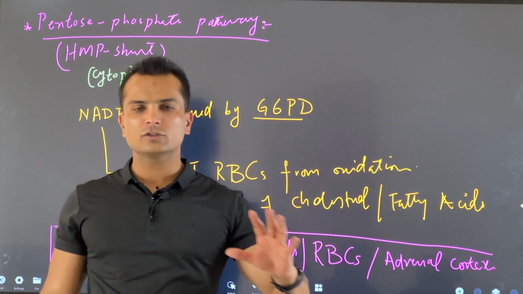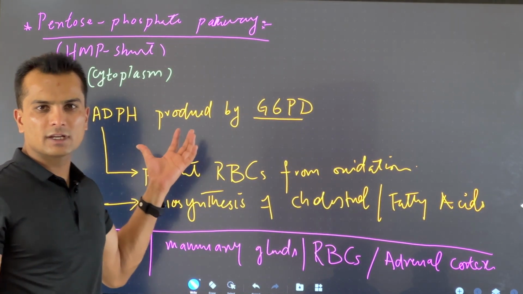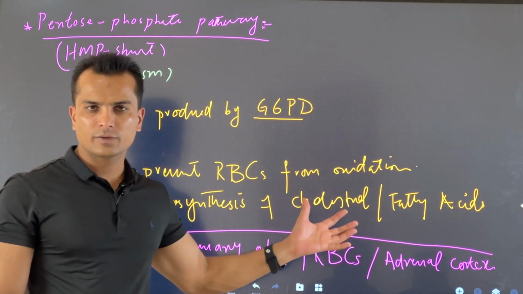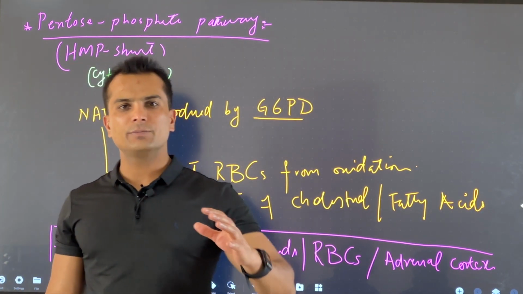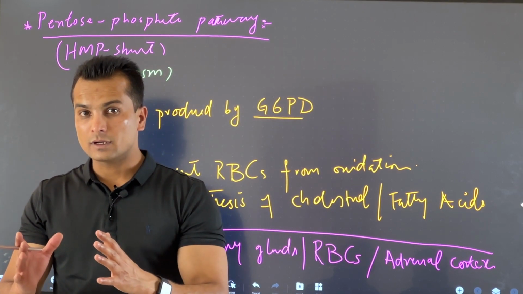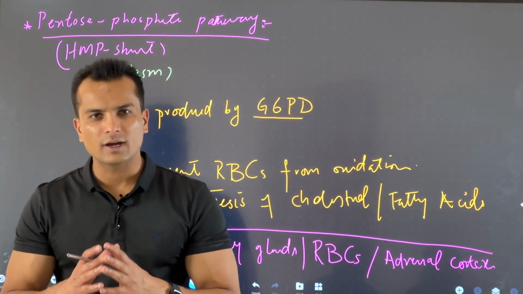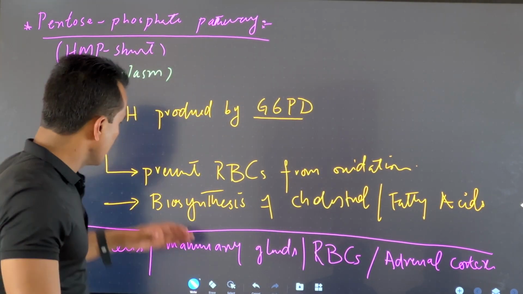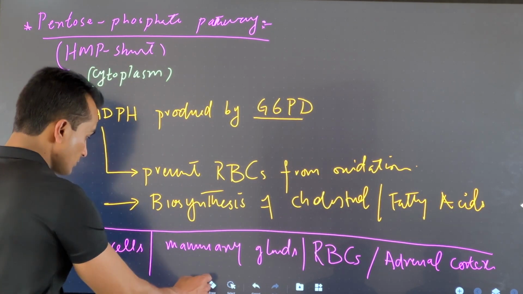So the function of glucose 6-phosphate dehydrogenase is basically production of NADPH. And why is NADPH required? Because NADPH keeps your glutathione, which is a potent antioxidant, in reduced form, preventing oxidation, and it is also required for biosynthesis of cholesterol and fatty acids.